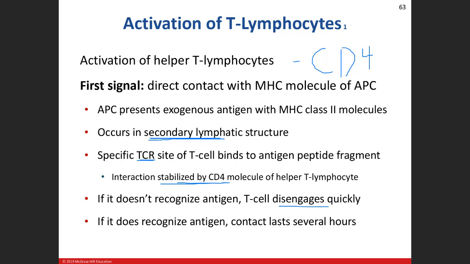Okay? So it's got one of two choices. If it doesn't recognize it, boom, it pops off and it leaves, and it moves on to the next APC cell. If it does, it hangs around for a little bit. So this is what we call the first signal. When the helper T cell engages with the antigen presenting cell, with the T cell receptor site and the MHC class II protein. Okay? So that is the first signal.